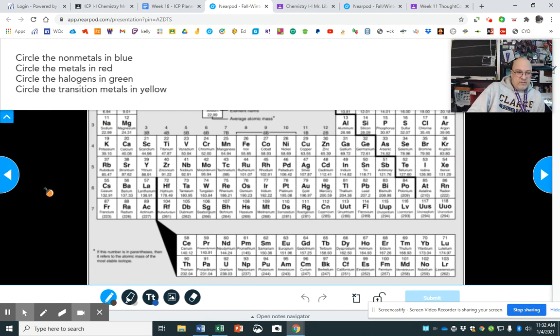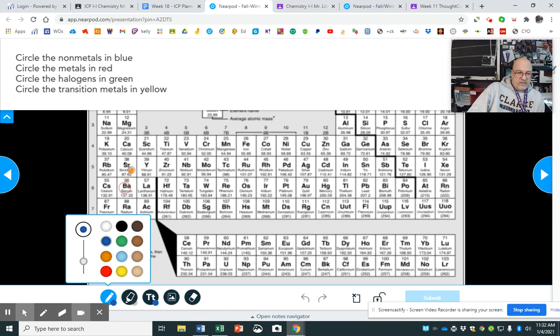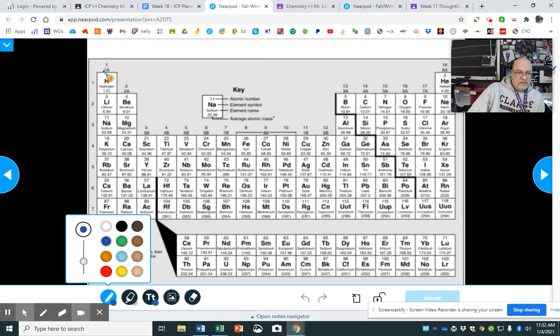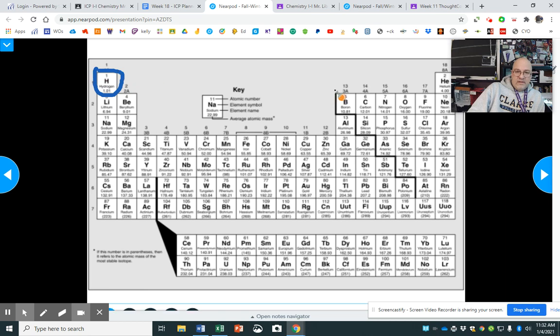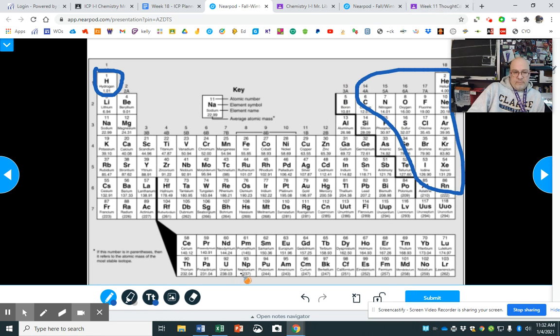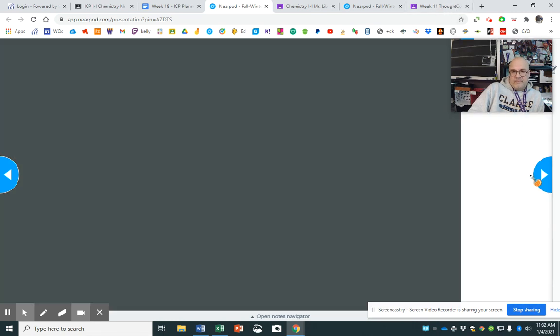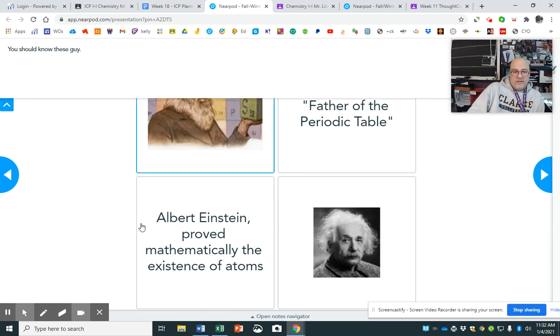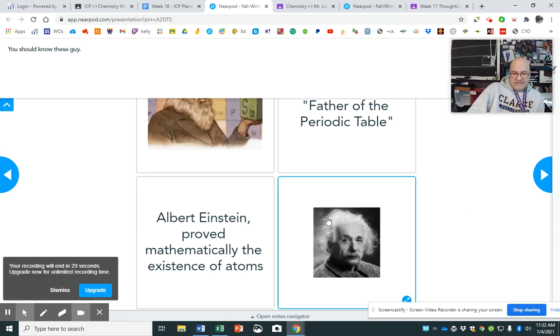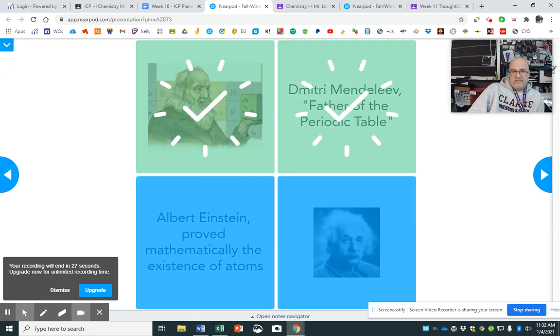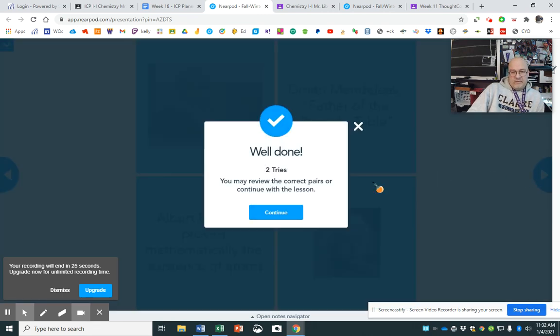Circle the nonmetals in blue. So you go to blue and circle the nonmetals. So that's a nonmetal. And then all of these are nonmetals. Right. You have a colorful periodic table in your book that you've done that with. Einstein. Which one's Einstein? Which one's Mendeleev? That's Einstein. That's Mendeleev. Here's the final periodic table.